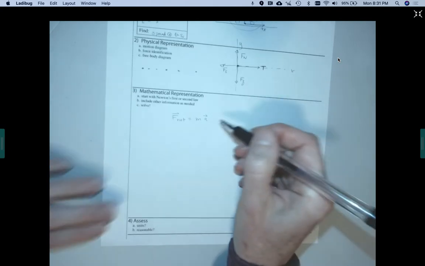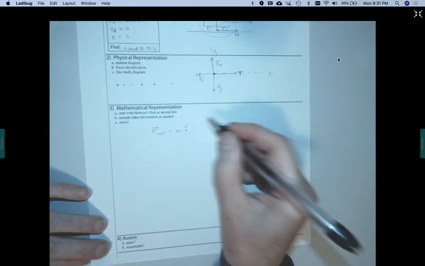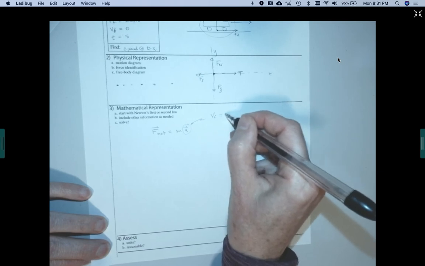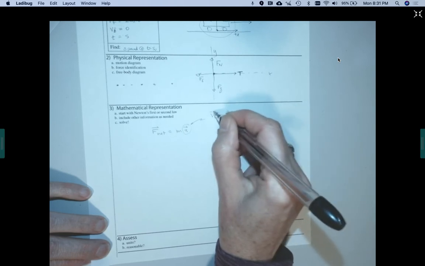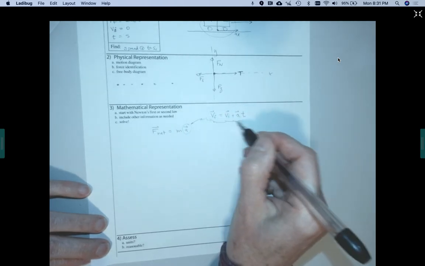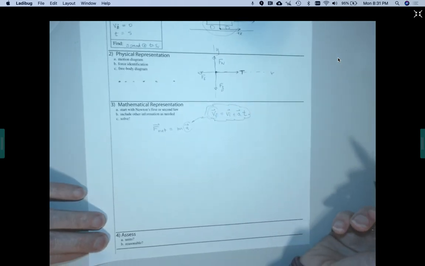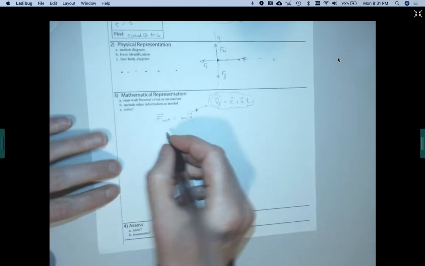So what we want to do is find our acceleration, and then once we have that, we can link that with v final equals v initial plus at. And this is what we're trying to solve for. But first we need to solve for our acceleration.